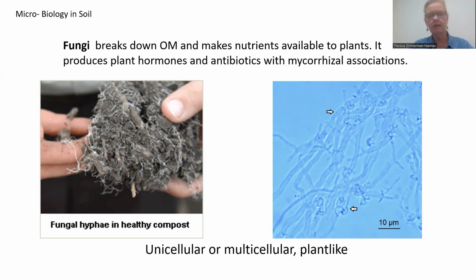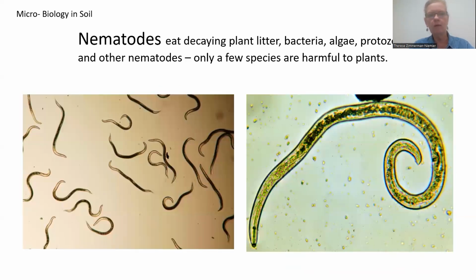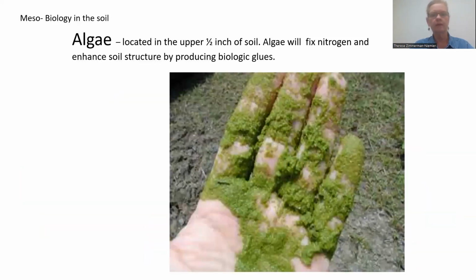microscopes, as I mentioned. These are fungal hyphae, and if you have good composting, you'll often see them in your compost pile. Protozoa, some of our more common microbiology, nematodes. Algae is getting into our next level. We can see algae. It's usually located on the top or very close to the top of our soil.